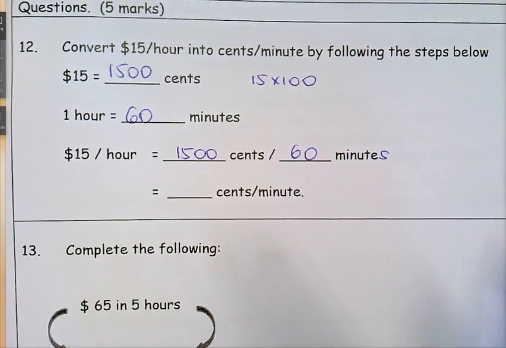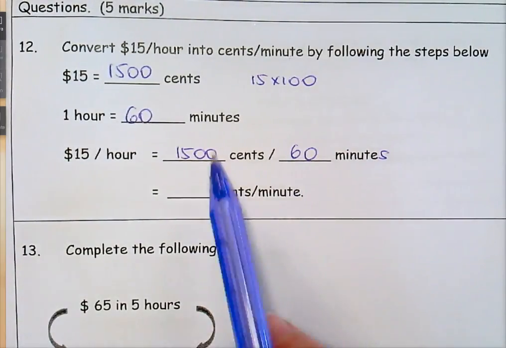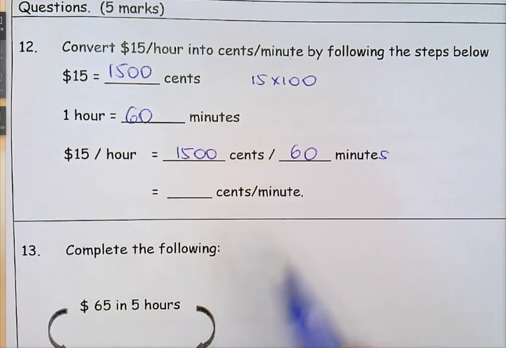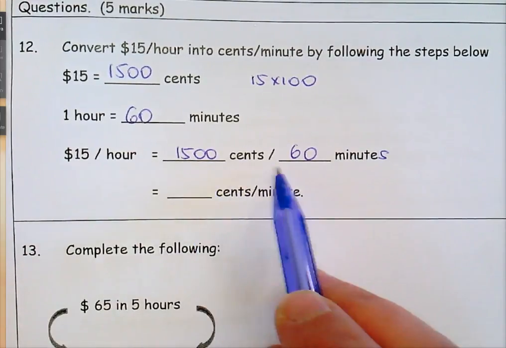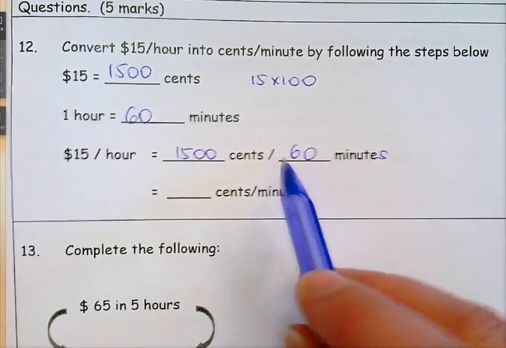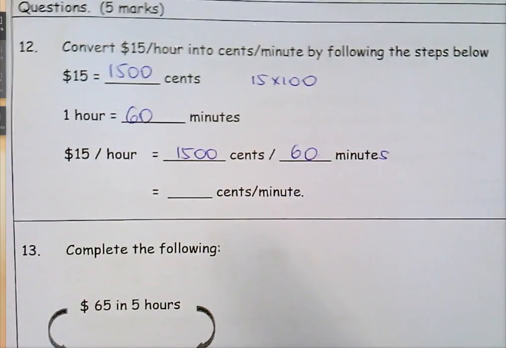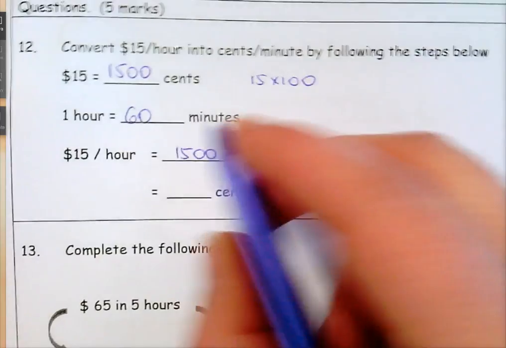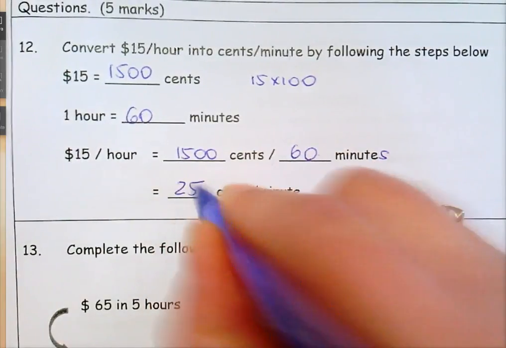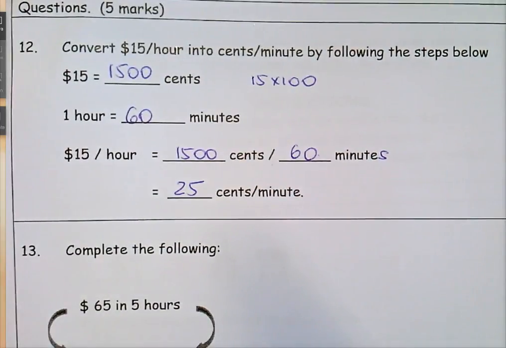Now, how do you simplify the rate? Divide. Per means divide. So now go 1,500 divided by 60. That's for 60 minutes. If you want for 1 minute, you divide by 60. So 1,500 divided by 60 is 25. Girls, you get 25 cents every minute.